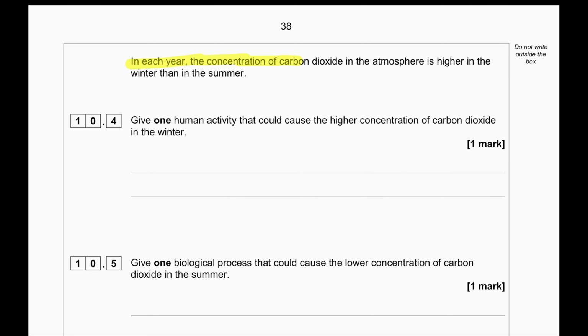In each year, the concentration of carbon dioxide in the atmosphere is higher in the winter than in summer. Give one human activity that could cause the higher concentration of carbon dioxide in the winter. We may use a lot of fossil fuel during the winter to keep our house warm.